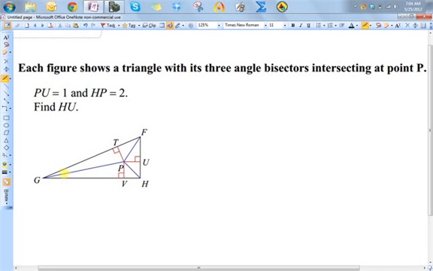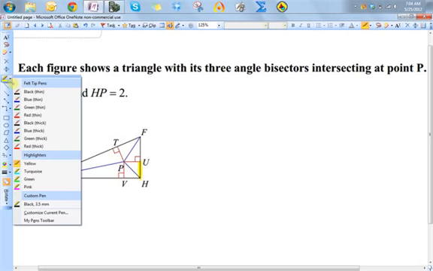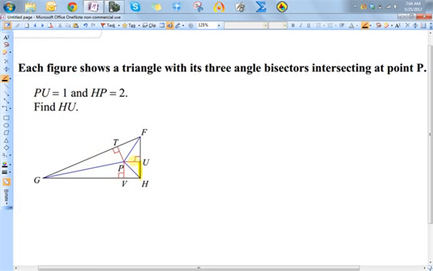Okay, so here we have a triangle and we're trying to find the measure of this line segment here. The key point for this one is the fact that if this is a right angle, then this is also a right angle, so this must be a right triangle. That means I can use the Pythagorean theorem: the square of this side plus the square of this side equals that side squared. So PU squared plus HU squared must equal PH squared.